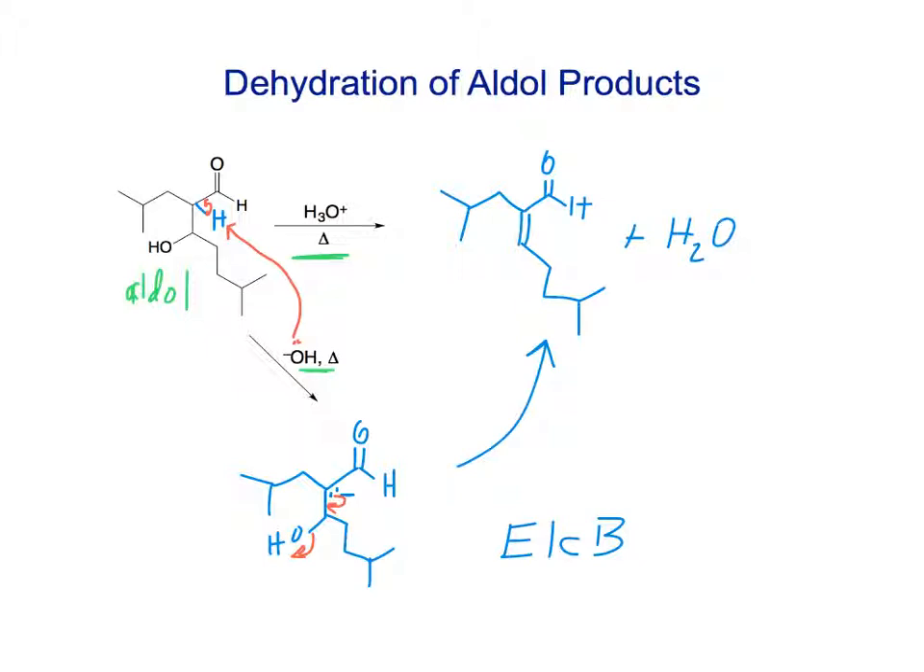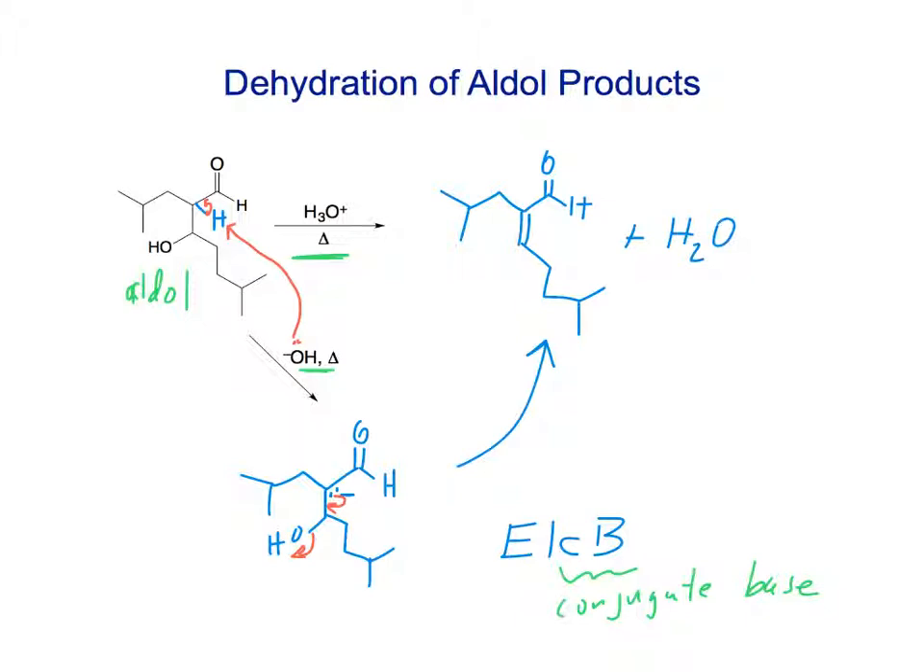And this CB stands for conjugate base. All right, so in this case, it's a two-step reaction. The first step forms a conjugate base, and then we get the elimination reaction. All right? There are other leaving groups that can do this.